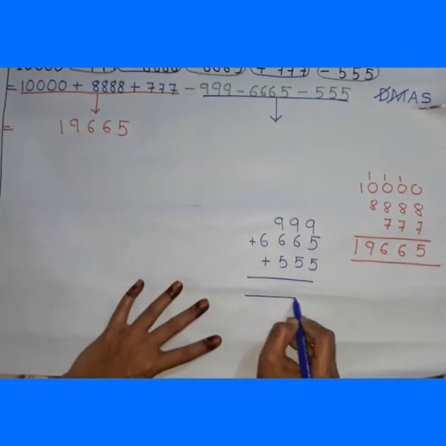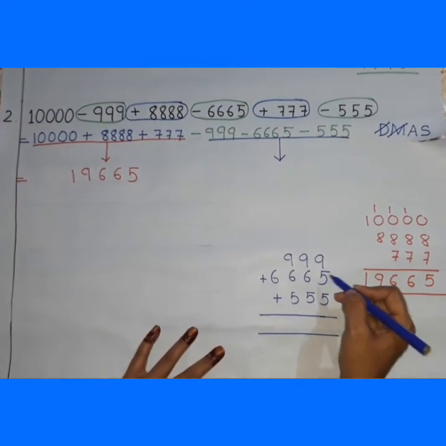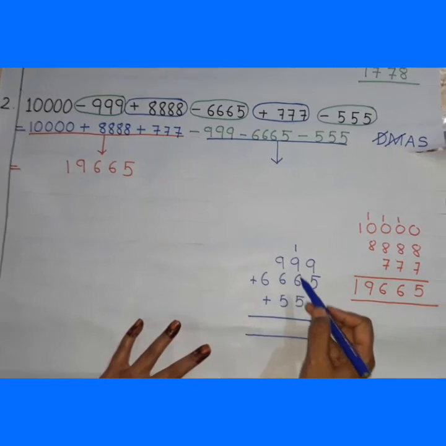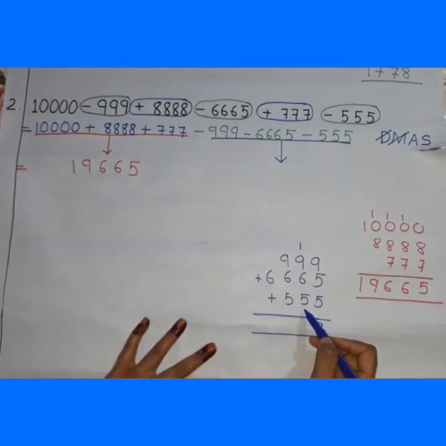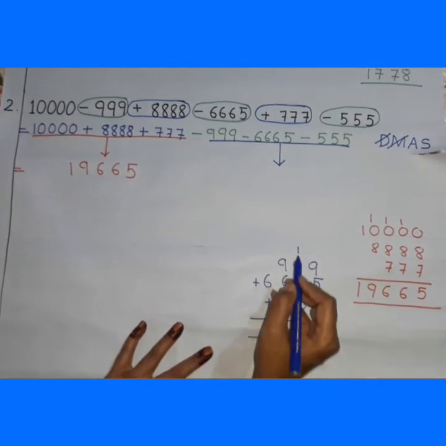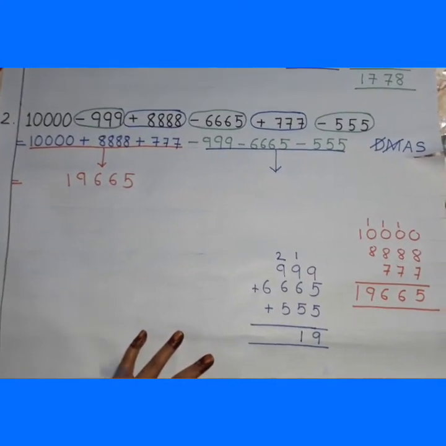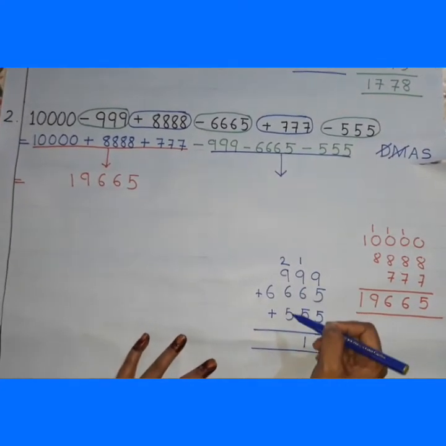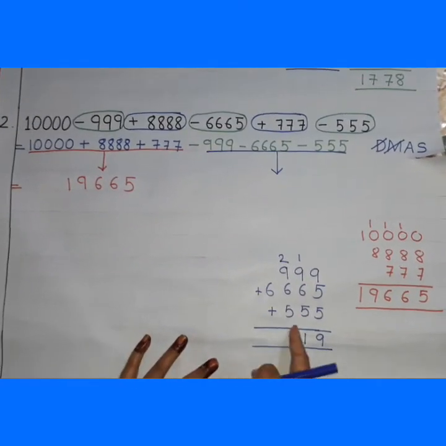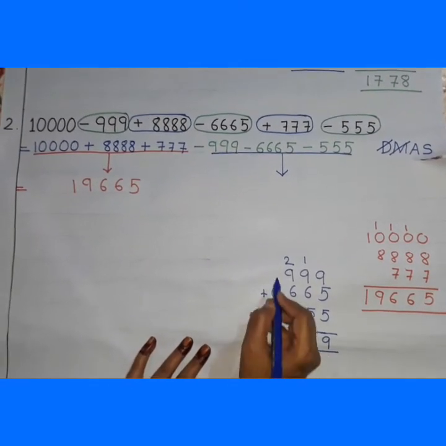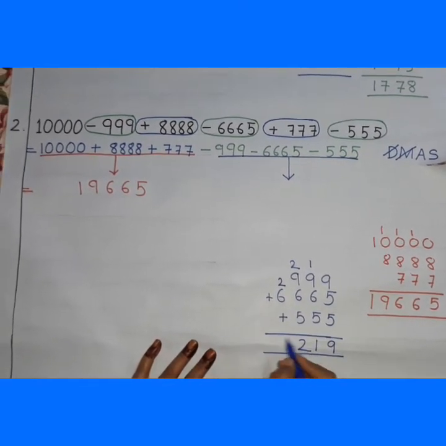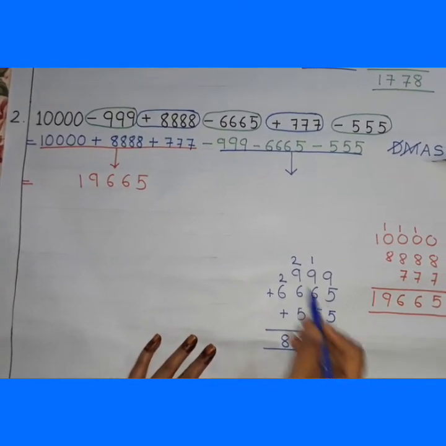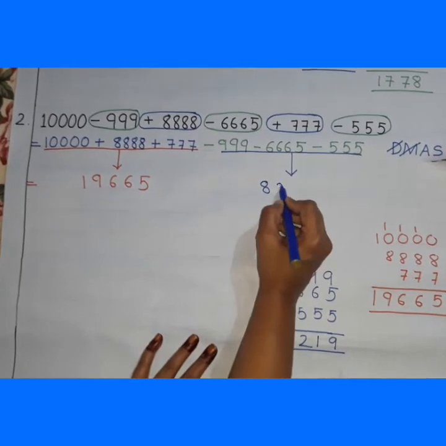Now, let's add up. 5 plus 5, 10. 10 plus 9, 19. 9, carry over 1. 9 plus 1, 10. 10 plus 5, 15. 15 plus 6 is 21. 1, carry over 2. Then, 9 plus 2 is 11. 11 plus 5 is 16. 16 plus 6 is 22. 2 carry over 2. 6 plus 2 is 8. So, we got the answer as 8,219. So, this answer should be written over here.